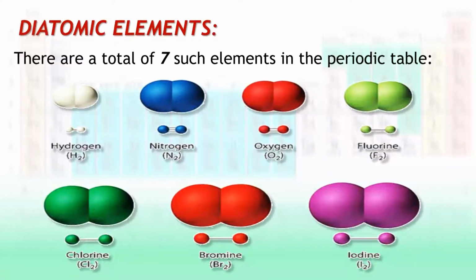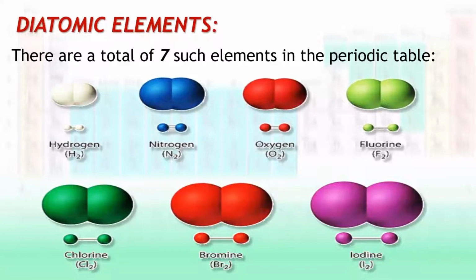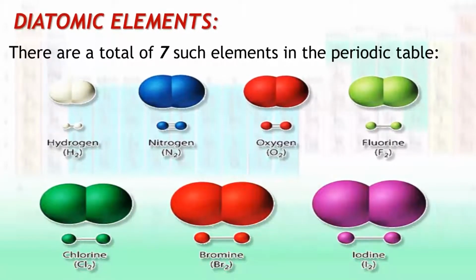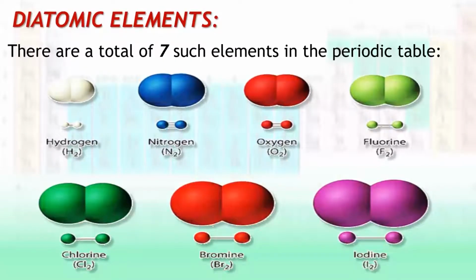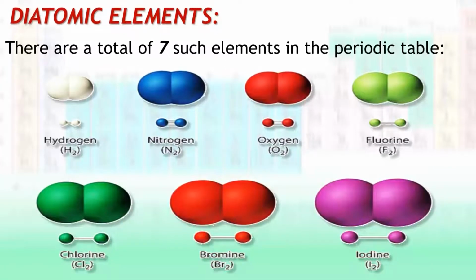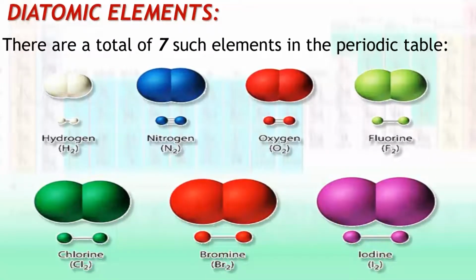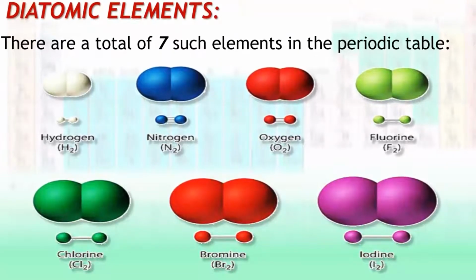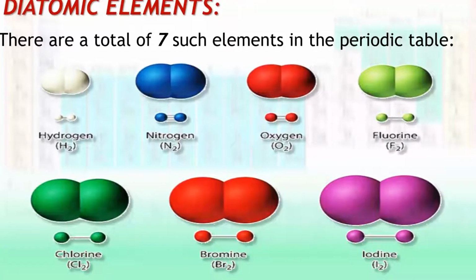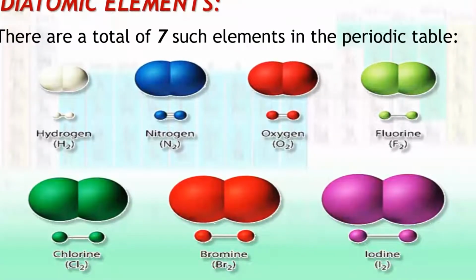You need to memorize them. There are a total of 7 such elements in the periodic table. We have hydrogen, nitrogen, oxygen, H2, N2, and O2. And then we have 4 of the halogens: fluorine, chlorine, bromine, and iodine, which are, of course, F2, Cl2, Br2, and I2, respectively. All of them, except for hydrogen, are on the left side of the stair-step line, and thus nonmetals.